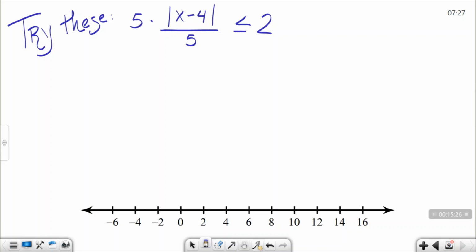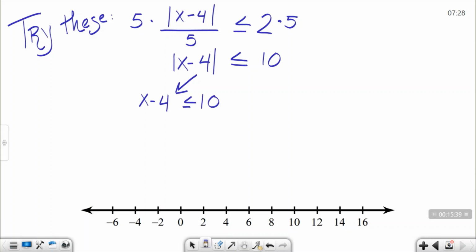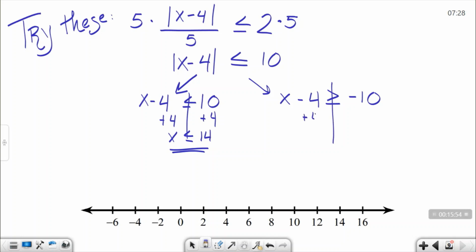Again, I hope that you noticed you had to solve for the absolute value piece first by multiplying both sides by 5, giving me the absolute value of x minus 4 is less than or equal to 10. Then again, you can now split it where one, we keep it the exact same, and one, we make it the opposite on the other side, making it greater than or equal to negative 10. And then solving each, we find that x is less than or equal to 14. And over here, by adding 4 to both sides, we find that x is greater than or equal to negative 6. All right, that gives me my two reference points.